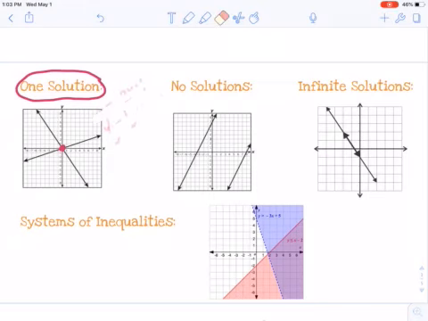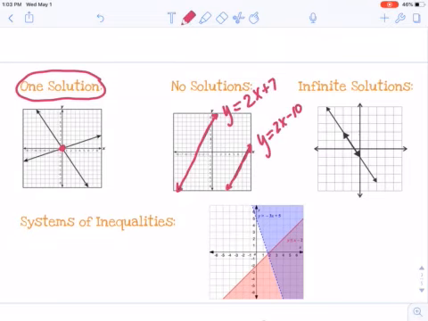Okay. You also had systems where there were no solutions. That was when technically, when you graph them, the two lines are parallel. They're never going to intersect. This would be when you have a problem like y equals 2x plus 7 and y equals 2x minus 10, something like that. Because they have the exact same slope, they're parallel, they're never going to cross, so they don't have a solution. No solutions would be your answer there.